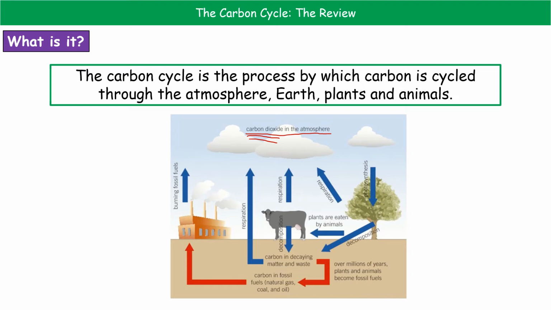You will notice there is a single arrow, this one right here, that goes away from the atmosphere. So there is a single process that will take carbon dioxide from the atmosphere, and that is photosynthesis. Photosynthesis is that process that occurs within our plants whereby carbon dioxide and water are converted into glucose and oxygen. So that means we're removing carbon dioxide from the atmosphere in photosynthesis. The only one that does that.